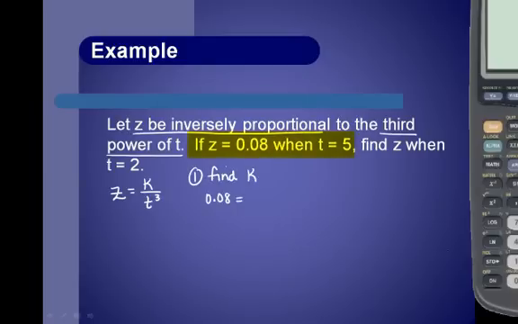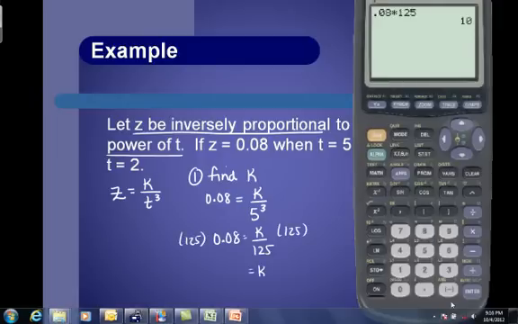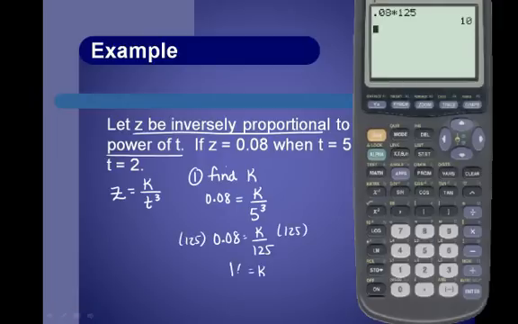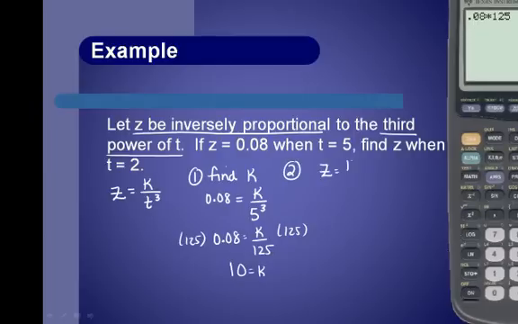So we get 0.08 equals k over 5 to the third, which means 0.08 equals k over 125. Now to solve for k, we're going to multiply both sides by 125, which gives us 10. So k is equal to 10. So our new equation becomes z is equal to 10 over t to the third.